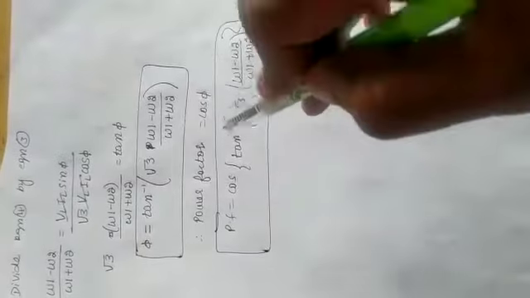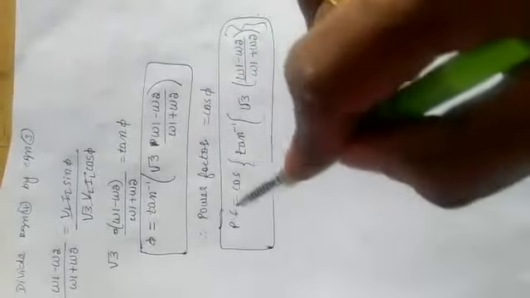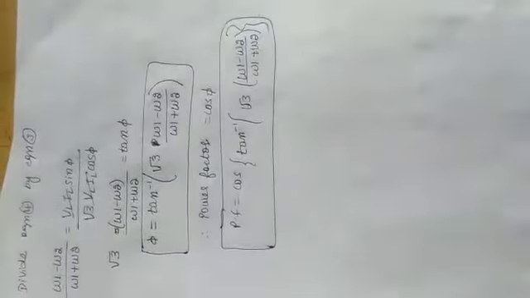Power factor, as you know, can be calculated by using the formula cos phi. So cos of phi value means this much. You substitute here, then you will get the expression for the power factor.